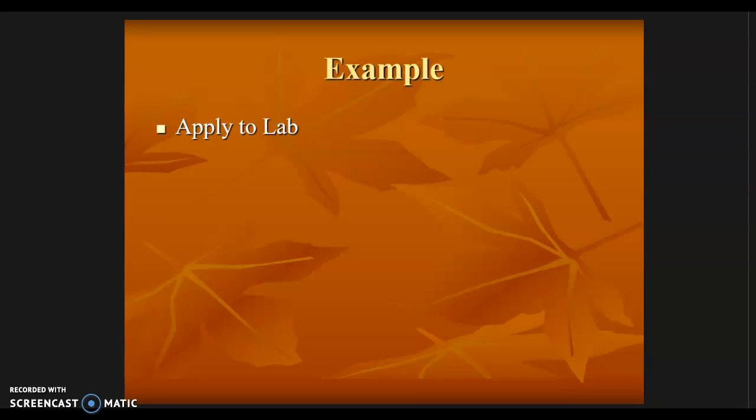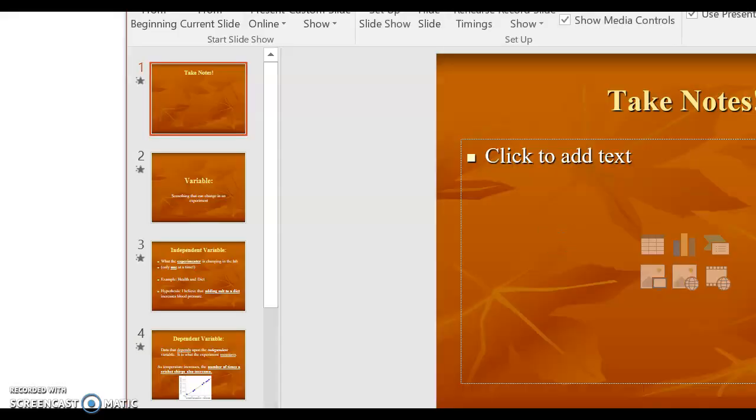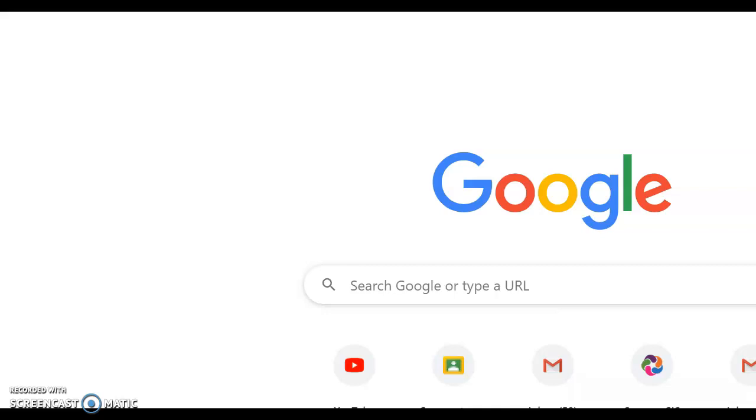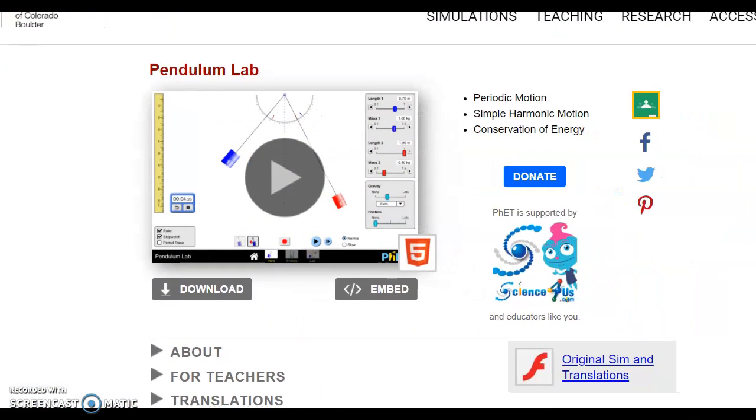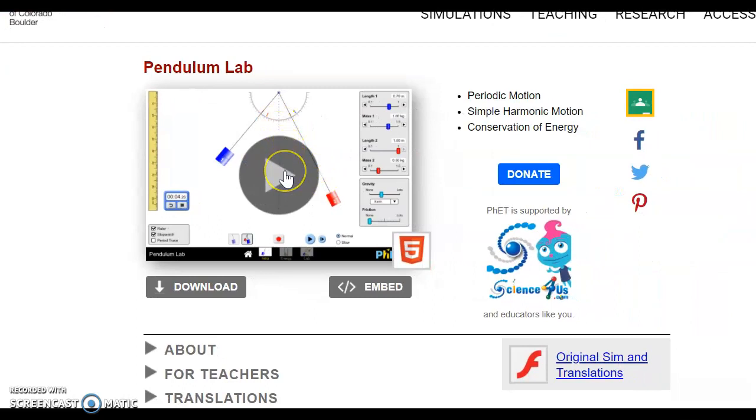So we're going to take these labs today, these three types of variables, independent, dependent, and controlled variables, and we're going to see whether or not those influence what we're measuring here today. So what we're going to be looking at is a pendulum and what affects a pendulum. So you're going to go to this website here. It's linked on your sheet there. All you have to do is type in PHET pendulum and you'll get this. Make sure it's the HTML5 version.